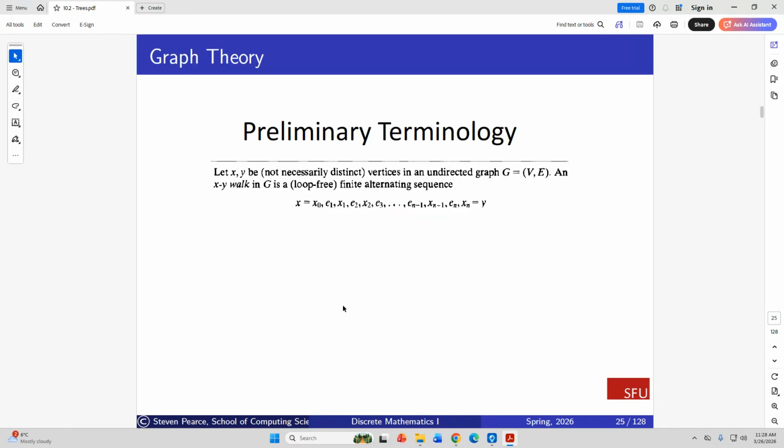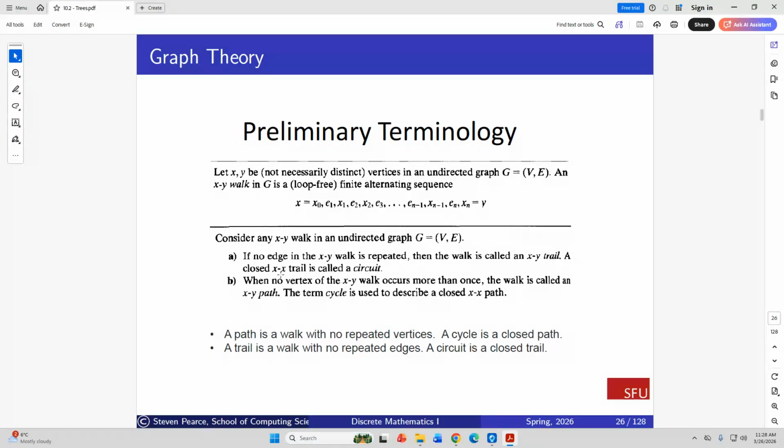Okay, preliminary terminology. Here we go again, back to walks. Let X and Y be not necessarily distinct vertices in an undirected graph G. An XY walk in G is a loop-free, finite alternating sequence: x0, edge 1, x1, edge 2, x2, etc. Consider any XY walk in an undirected graph. If no edge in the XY walk is repeated, then the walk is called an XY trail.